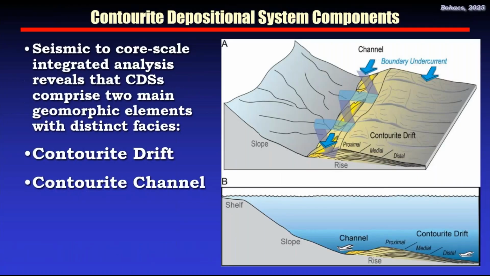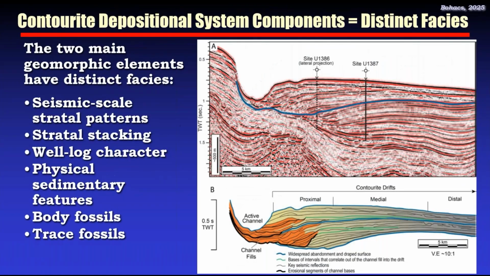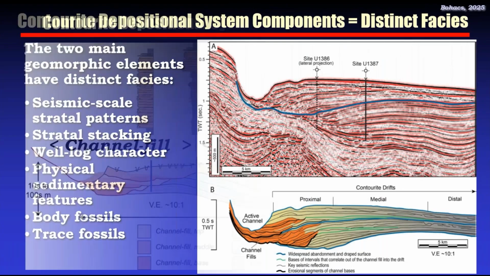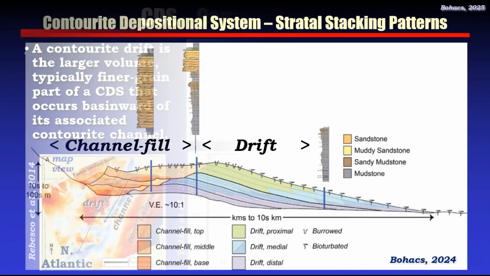Seismic to core scale integrated analysis reveals that contourite depositional systems comprise two main geomorphic elements with distinct facies: a contourite drift, which is the main sedimentary body, and a contourite channel or moat, typically found slopeward of the drift. These two main geomorphic elements each have characteristic seismic, well log, and physical and biogenic attributes. The two main elements also have characteristic lateral and vertical stratal stacking patterns, as summarized here. We will discuss each in turn.